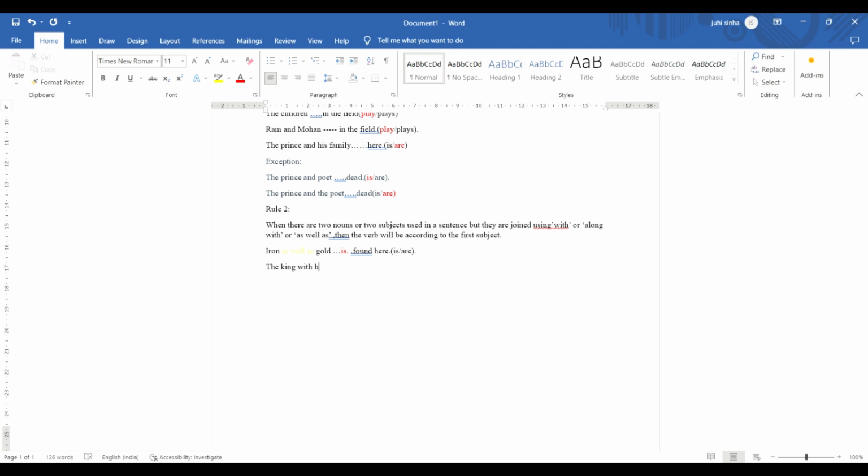Let's take up another example. The king with his ministers dash down the lane. And the option is walk or walks. Now again we see that there are two nouns. One is king, another one is ministers, and both are joined with the help of with. So again we are going to see the first subject. Now my first subject is king, so the correct answer is walks.